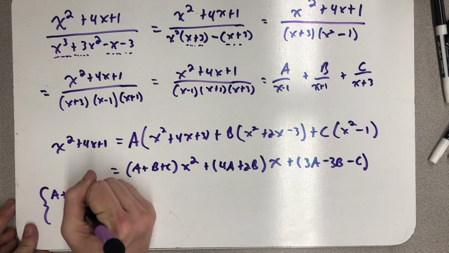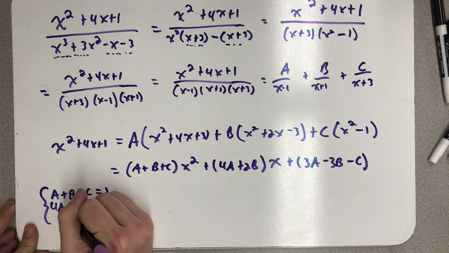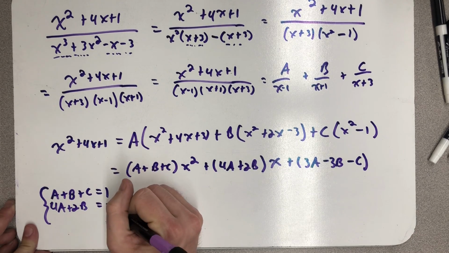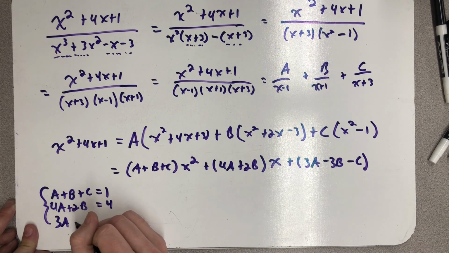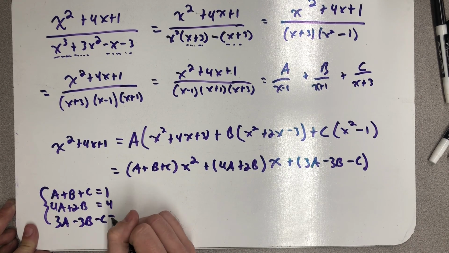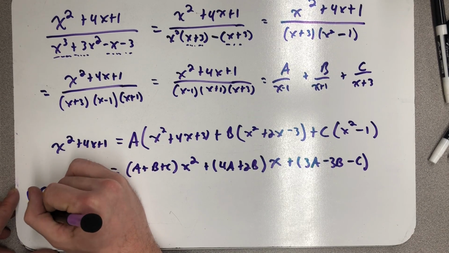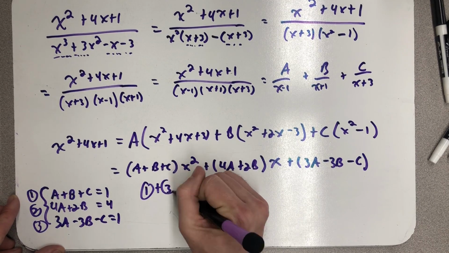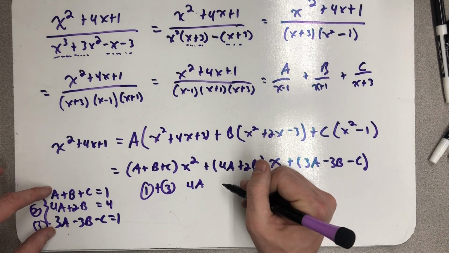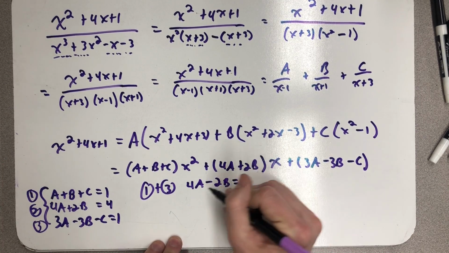Well, A plus B plus C must equal 1. 4A plus 2B has to equal 4. And 3A minus 3B minus C is equal to 1. Now I need to solve that system of linear equations. And what I'm going to do is imagine this is a first equation, a second equation, and a third equation. I'm going to imagine adding equations 1 and 3, which would give me a 4A minus 2B. The C's cancel, and that's what I was actually going for, is equal to 2.